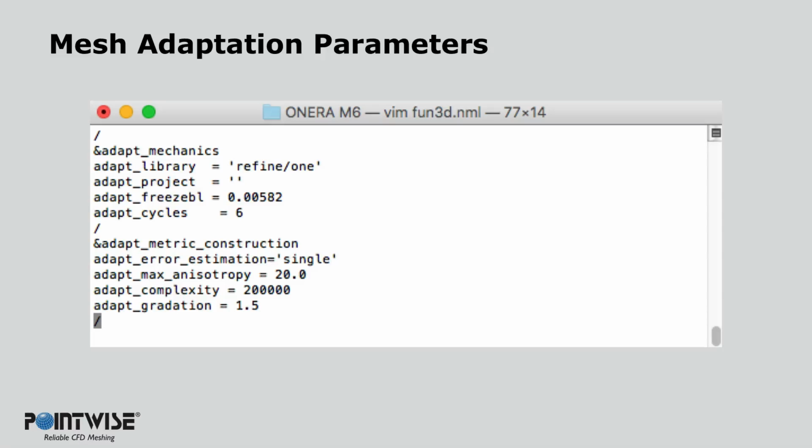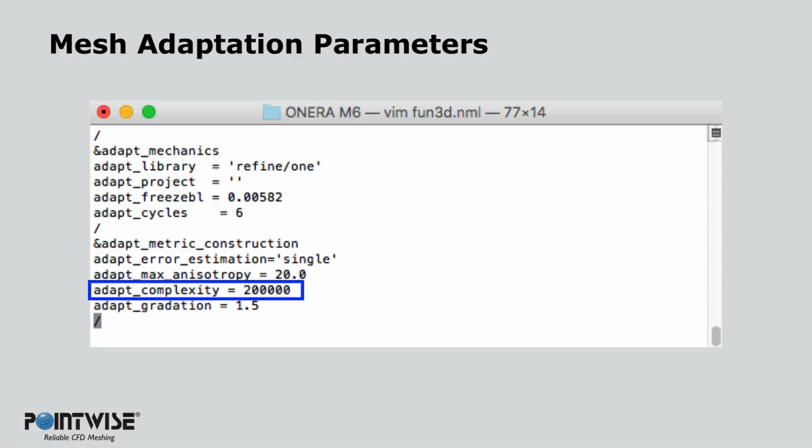In the adapt metric construction namelist, the adapt error estimation parameter defines the method used for providing an estimate of error in the engineering output. Typically, you should opt for the default embed method here, but I selected the single method instead due to limitations on available computational resources. I only had 32 gigabytes of memory available, and the single method uses far less memory than the embed method, but does not provide as good an estimate of the error.